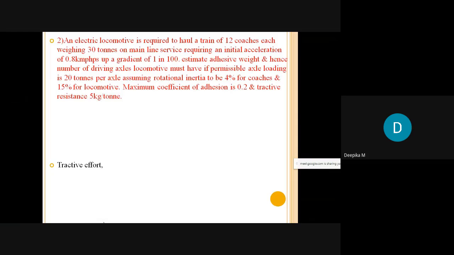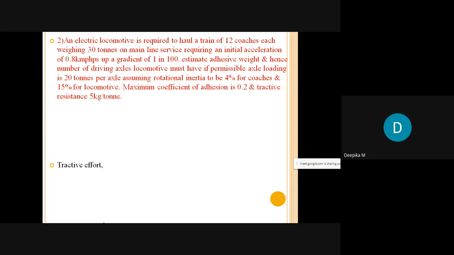An electric locomotive is required to haul a train of 12 coaches, each weighing 30 tons, on mainline service, requiring an initial acceleration of 0.8 km per hour per second, up a gradient of 1 in 100. Estimate the adhesive weight, and hence the number of axles the locomotive must have if permissible axle loading is 20 tons per axle, assuming rotational inertia to be 4% for coaches and 15% for locomotive. Maximum coefficient of adhesion is 0.2 and tractive resistance 5 kg per ton. So this is the problem they have given.